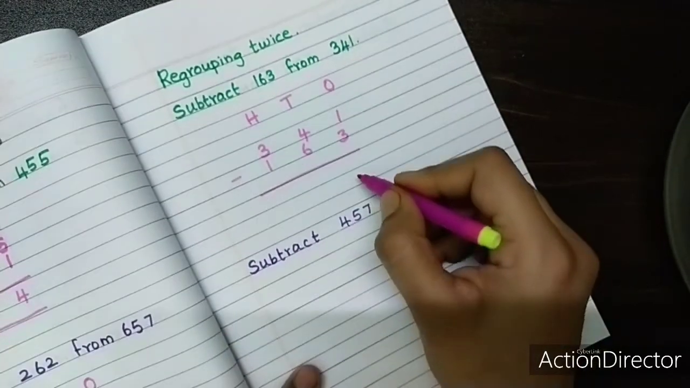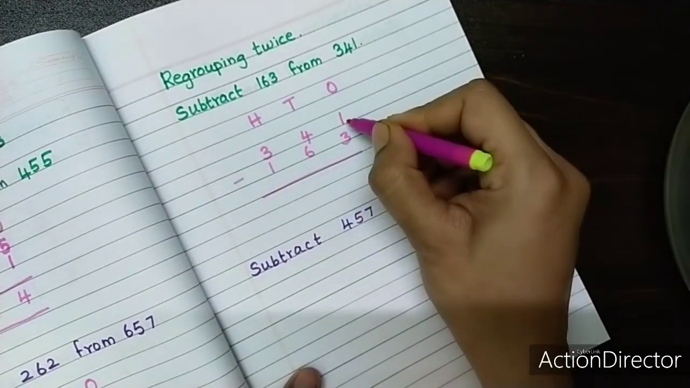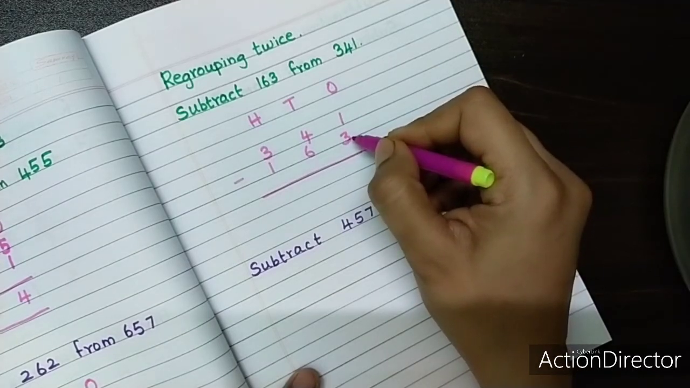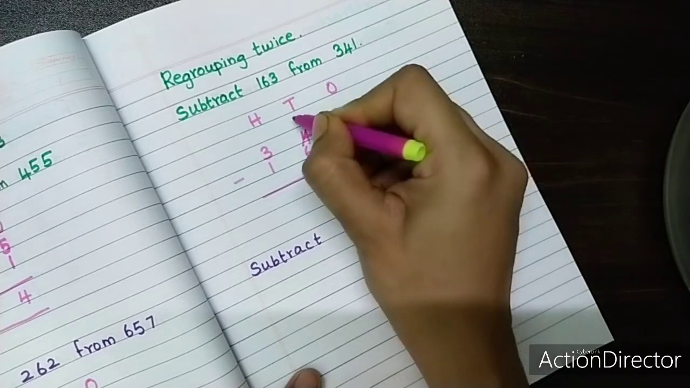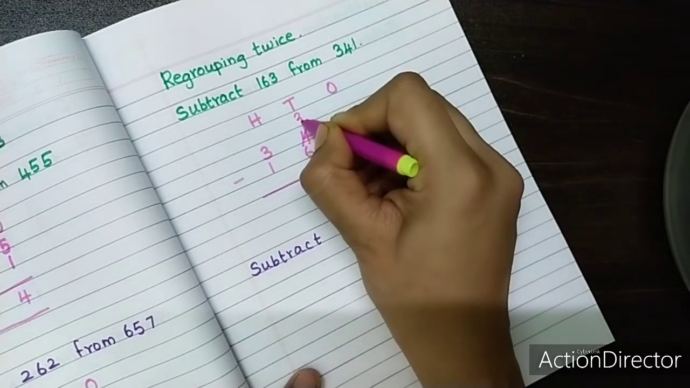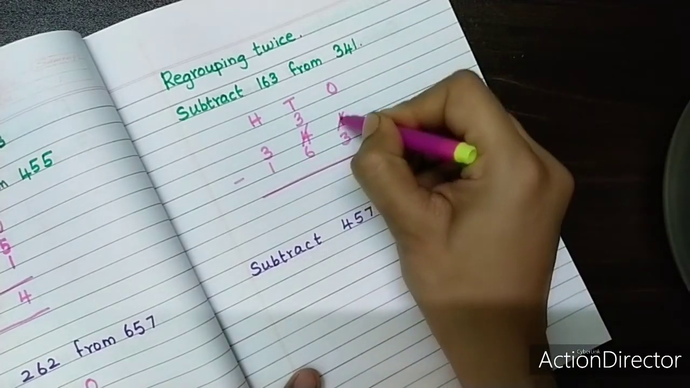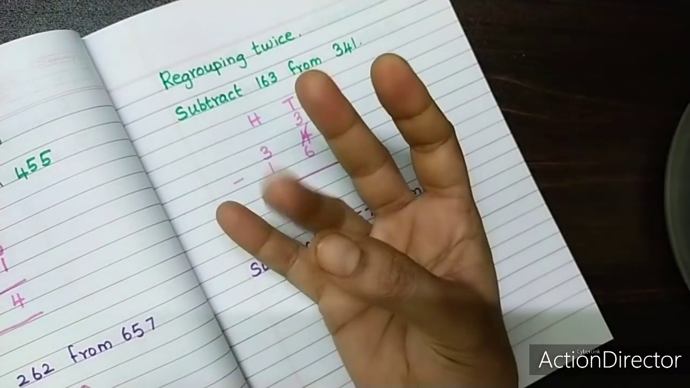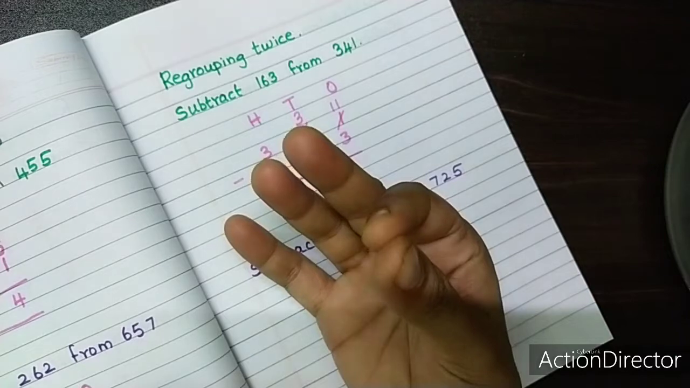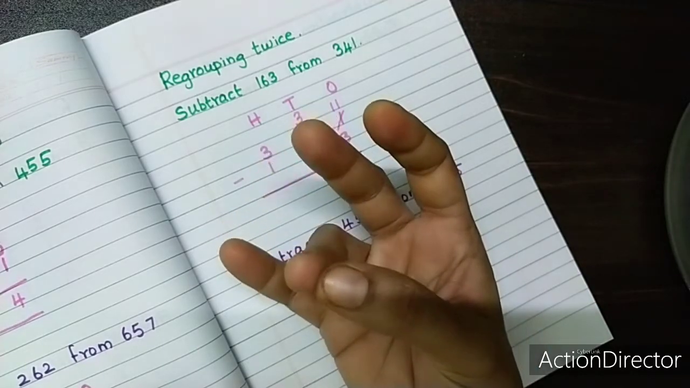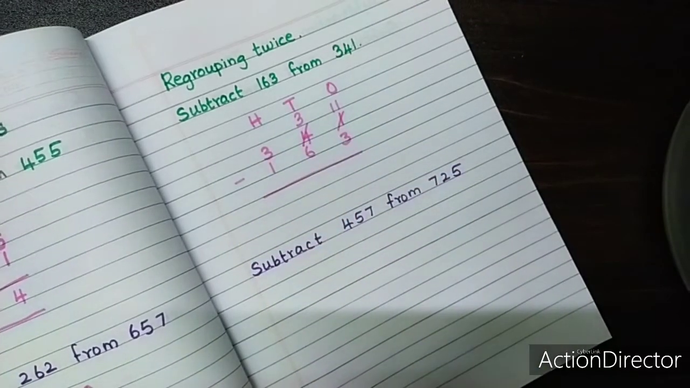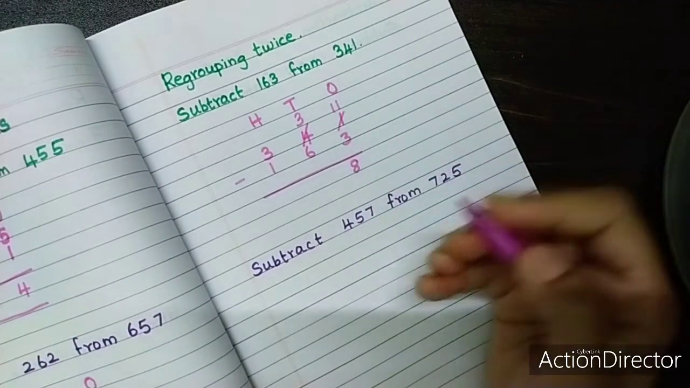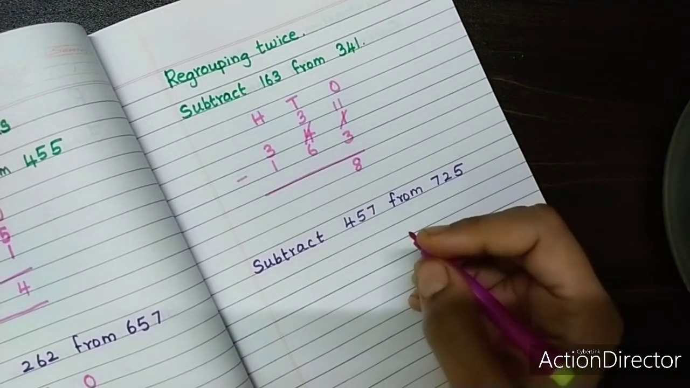Okay, now we are going to subtract small number, big number. So what we are going to do? We cannot subtract, so we are going to regroup. So this will become the previous number, that is 3, and this 1 will become 11. Okay, so after 3: 4, 5, 6, 7, 8, 9, 10, 11, that is 8.